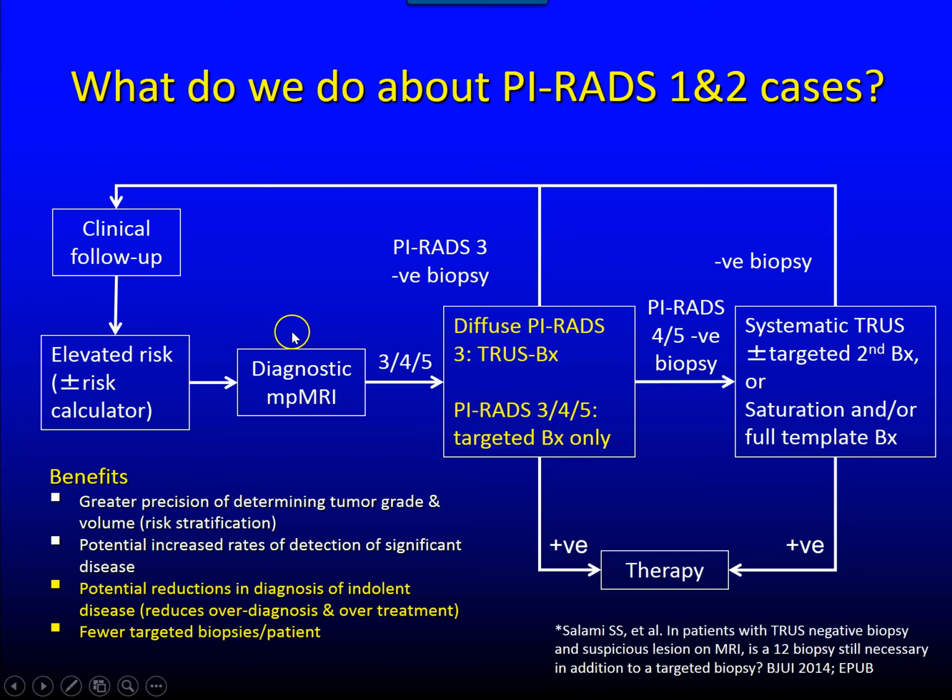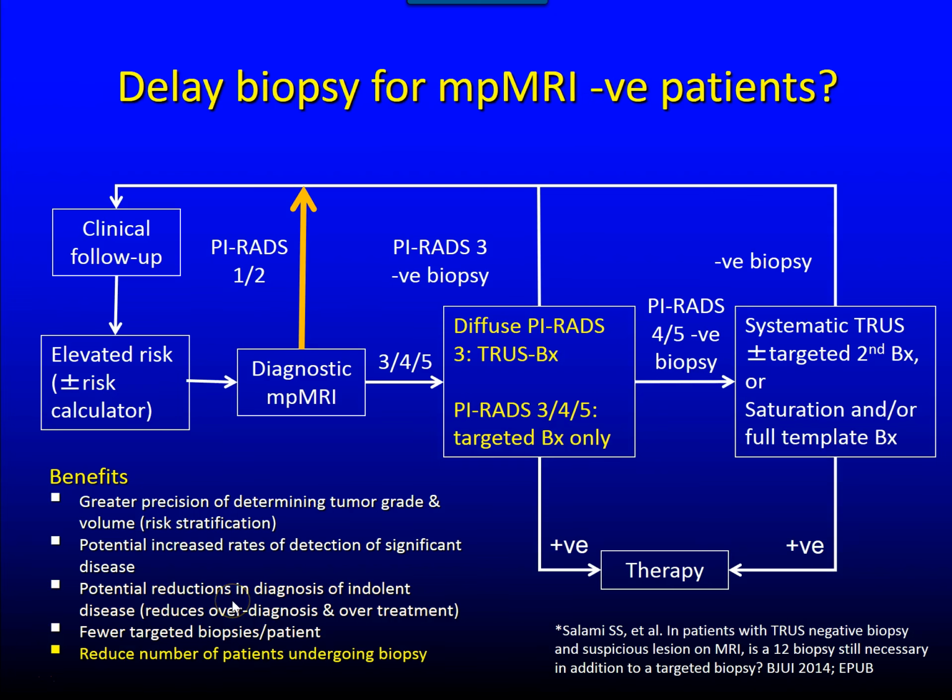So the MRI for diffuse disease can have a TRUS biopsy, and a targeted biopsy for something that is focal. And if you were to undertake this strategy, you would reduce the diagnosis of indolent disease, and you would perform fewer targeted biopsies per patient. That would be the benefit.